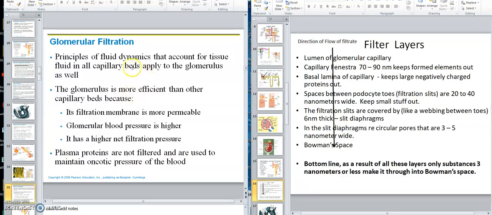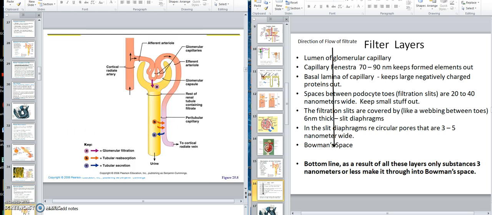So, the principles of fluid dynamics. The glomerulus is more efficient than other capillary beds because its filtration is more permeable. Blood pressure is high. Now, let's talk about this blood pressure being high. What I want to show you is that you've got a 2 arterial process.